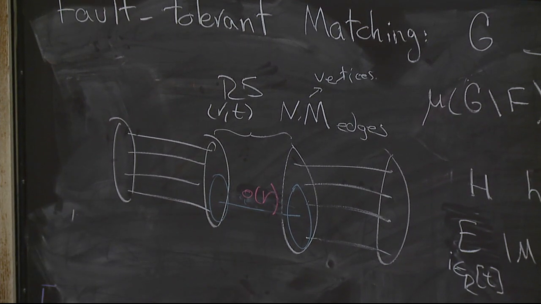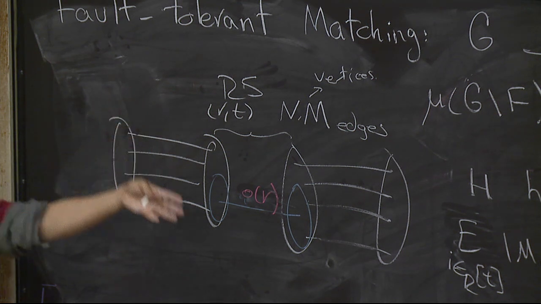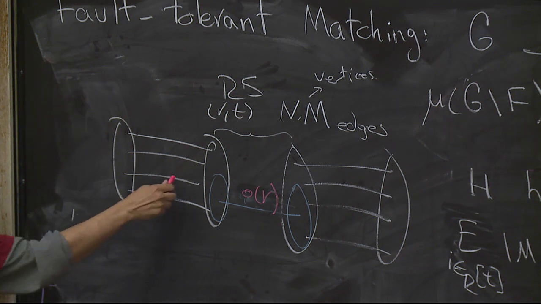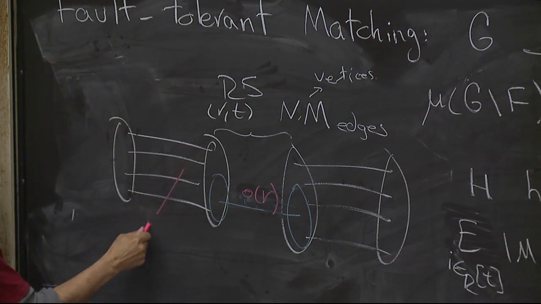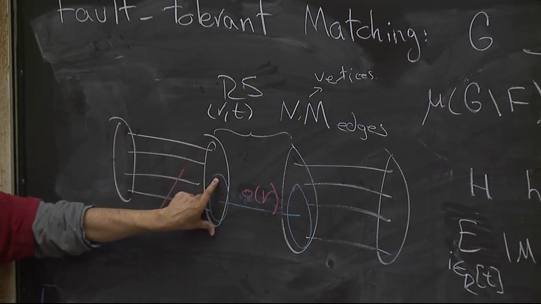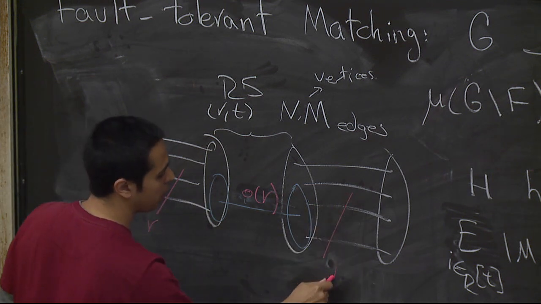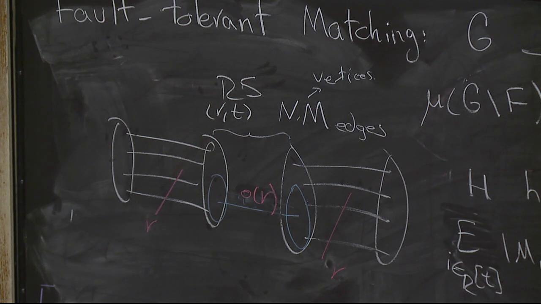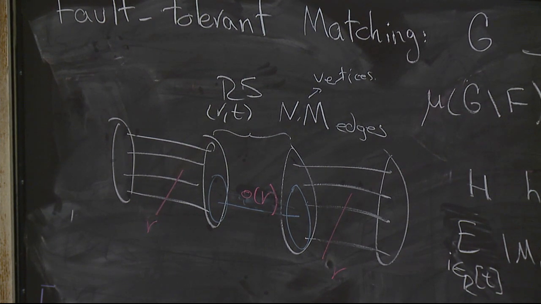Okay. Now let's look at, you know, this is supposed to be fault tolerant. So let's say my deletion was this. Let's say I remove these R edges here, incident on this blue part, and I remove these R edges here, incident on this blue part. Those are the edges that I delete. So my F is 2R. What will happen to this graph?